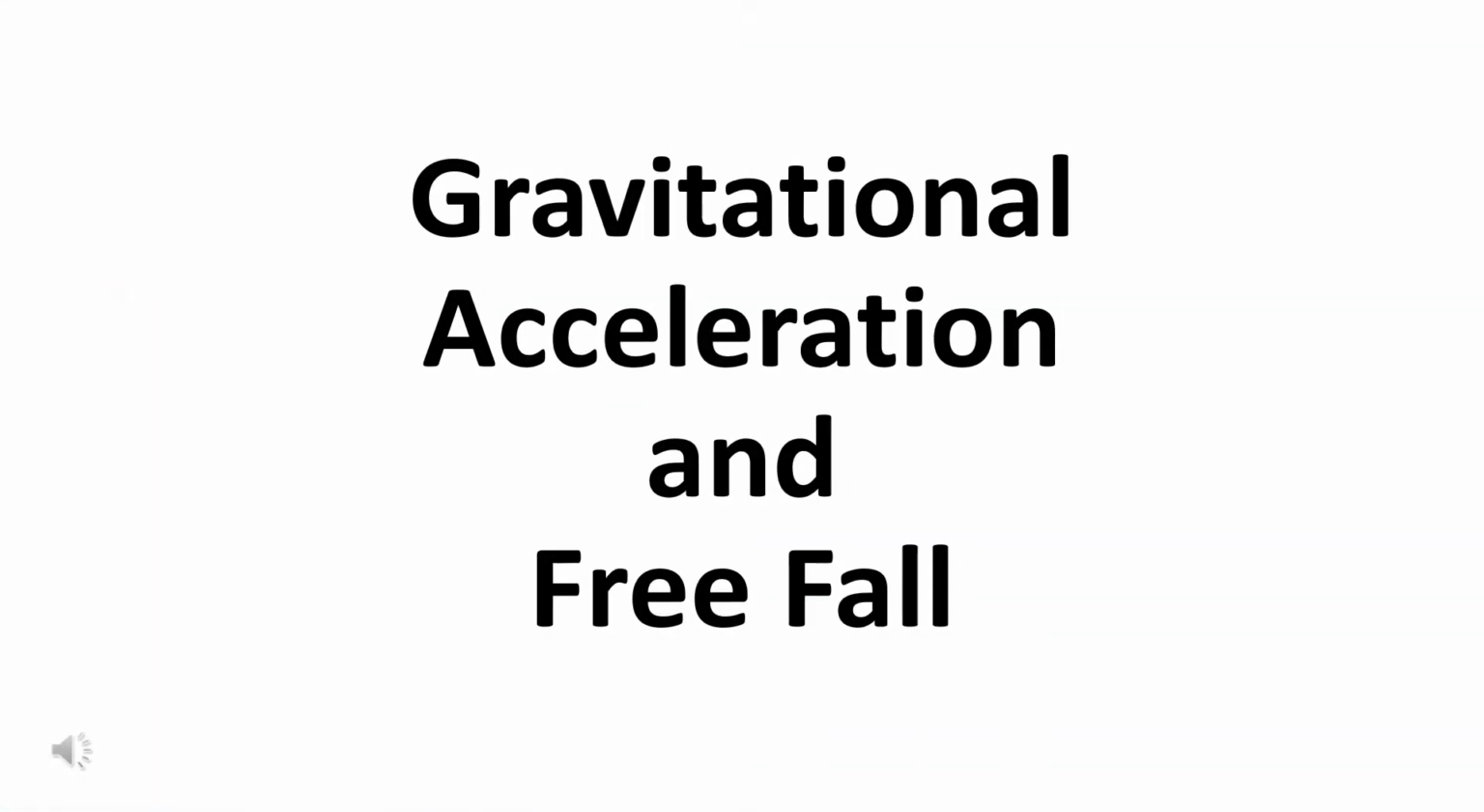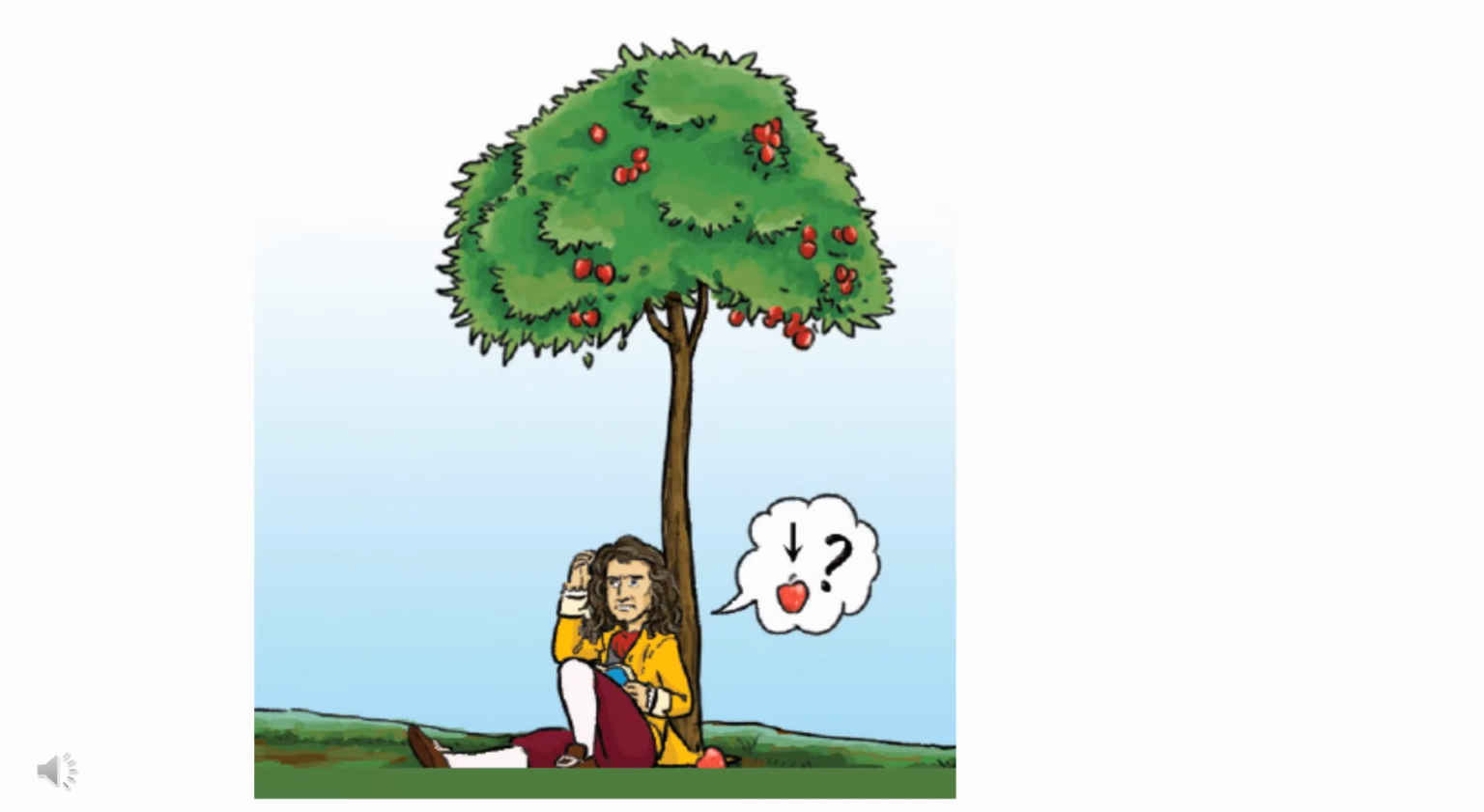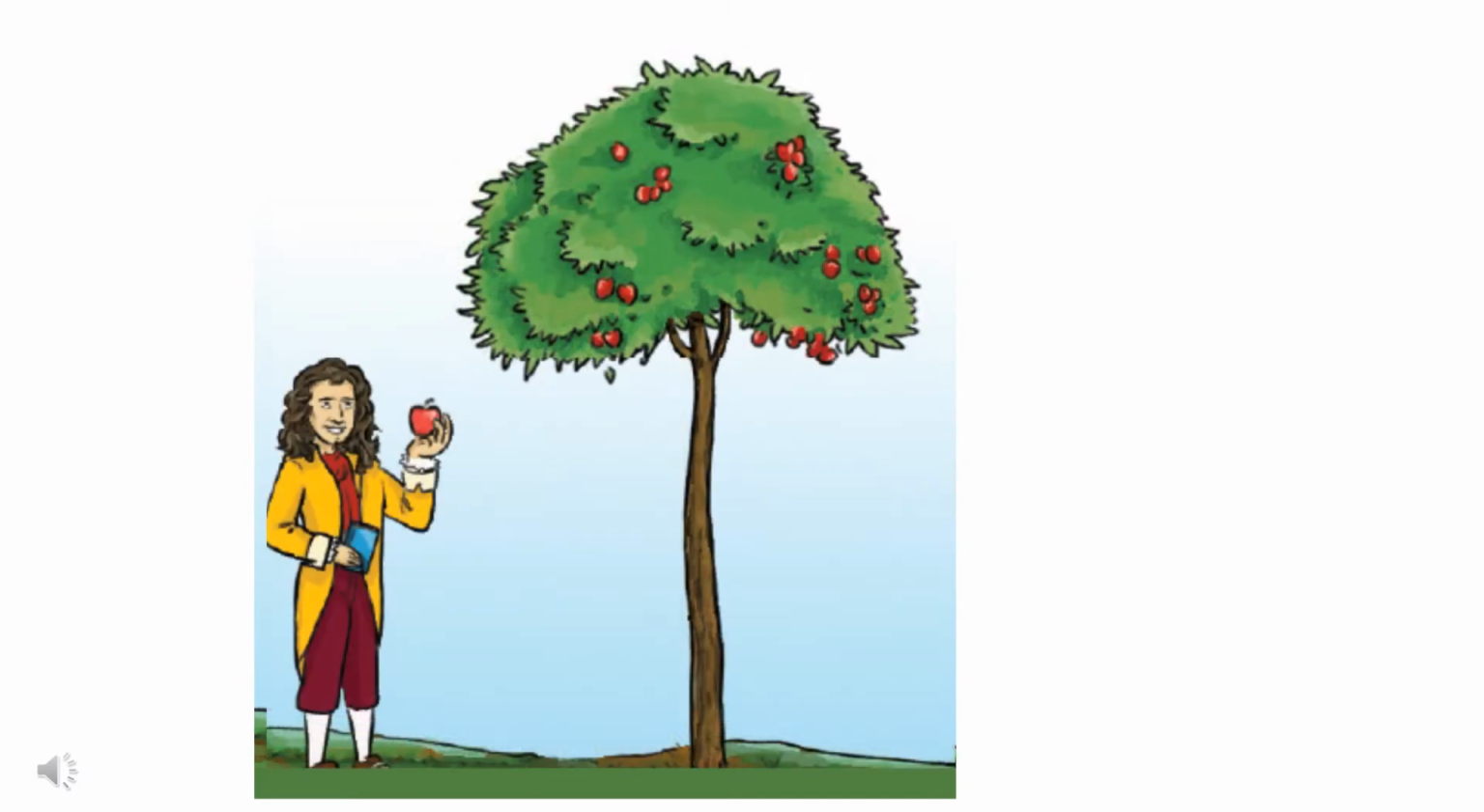Gravitational acceleration and free fall. One day, Isaac Newton is sitting under an apple tree when an apple falls from the tree. He starts to think about the force that causes the apple to fall, then he realizes that the apple falls due to gravitational force.